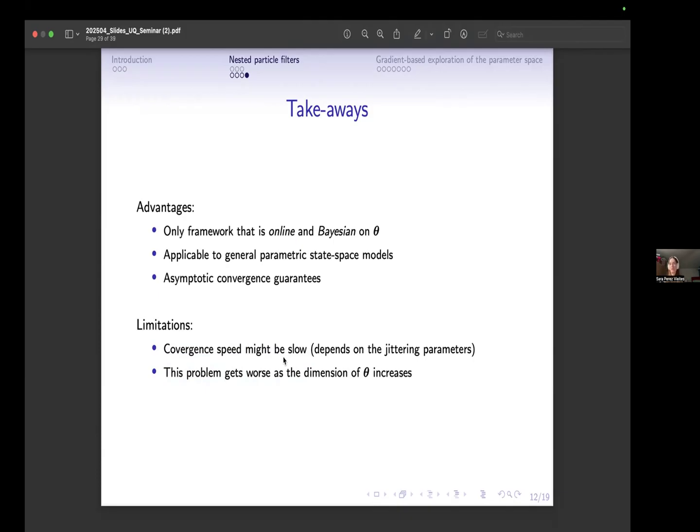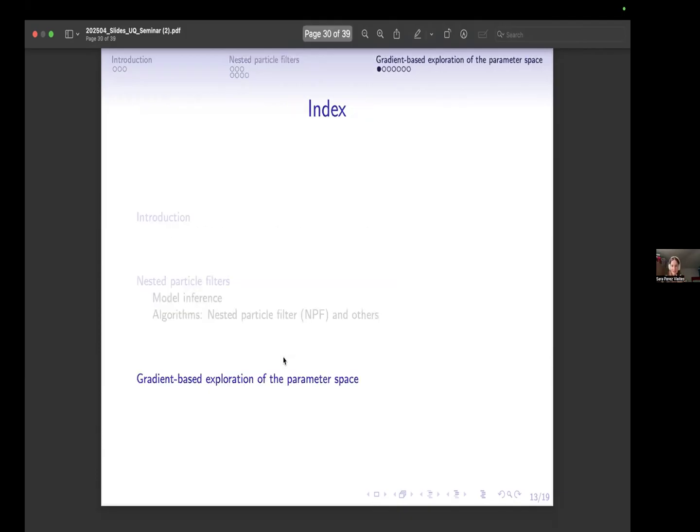So it requires some tuning, the jittering, basically. And it's not obvious how to set it because it will depend on the model and on the size of the parameters, basically. So that's why I wanted to do something more gradient based to help direct the particles a bit more towards areas that make more sense, to speed up the convergence a bit. Okay.